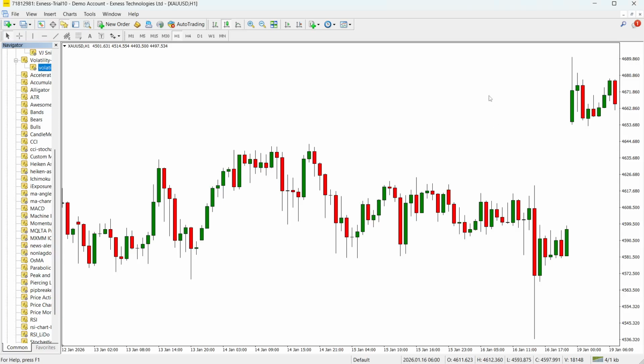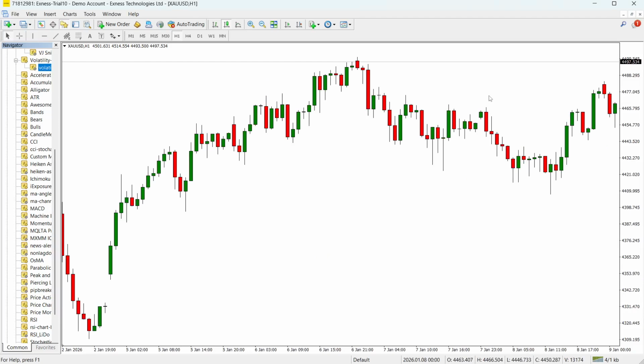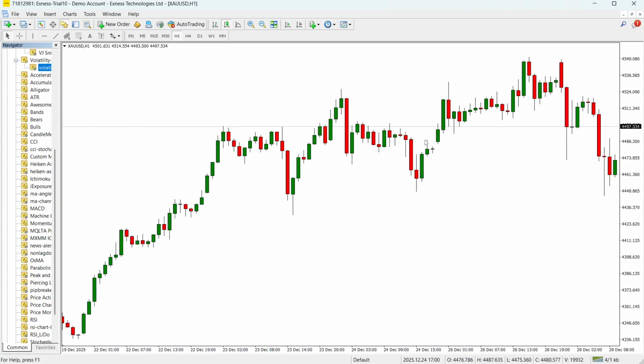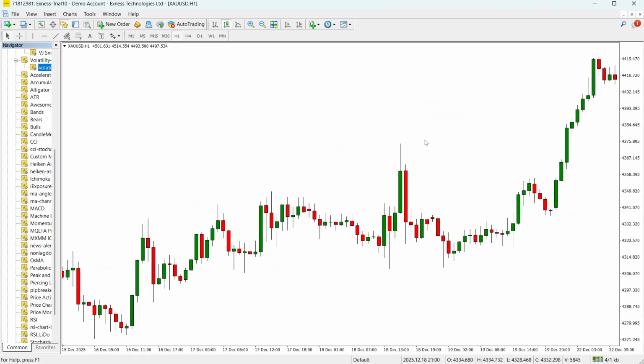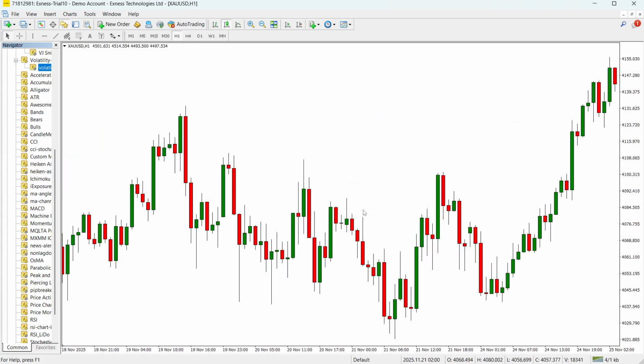Hello traders, welcome to this video on the Volatility Pivot Indicator for MT4 and MT5. This tool plots volatility-based pivot levels on your charts so you can see where price is finding dynamic support, resistance, and potential turning points relative to current volatility.